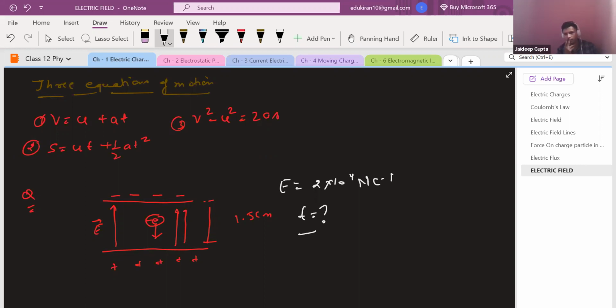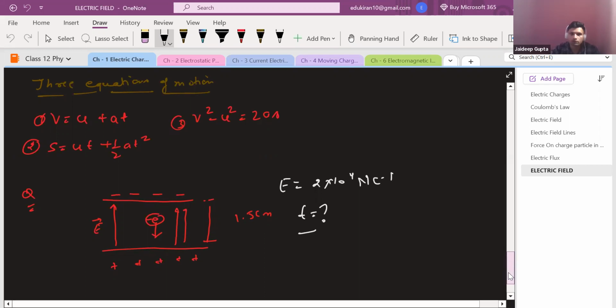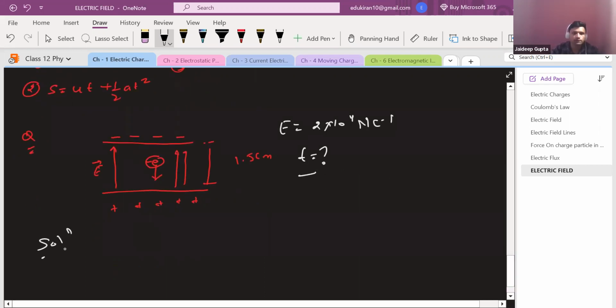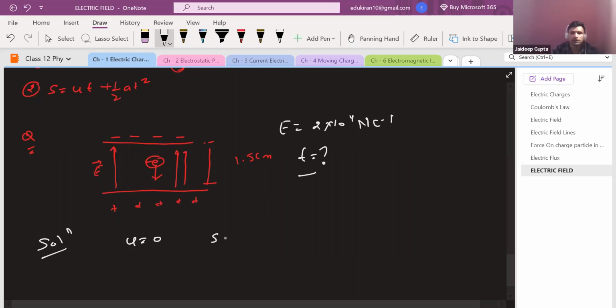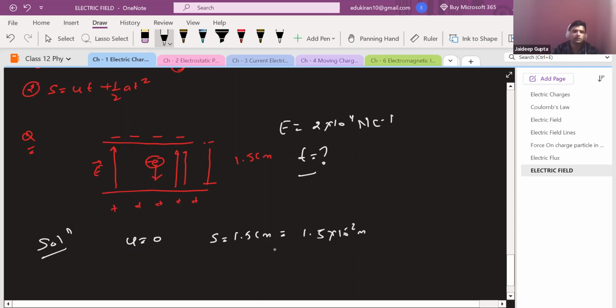Question is very simple. You have to use second law of motion to calculate the acceleration. The distance between the two plates is given. Acceleration, we have to calculate it. U is 0. As I told you, the electron falls, means in case of falling down, the initial velocity you have to assume equals to 0. Now the solution is U equals to 0. S is given, that is the distance. We have to change in meters. So 1.5 into 10 to the minus 2 meter.